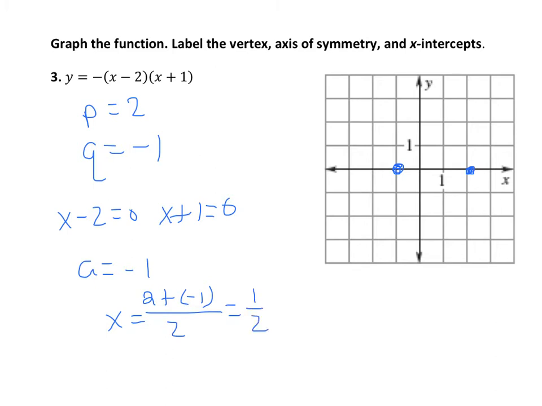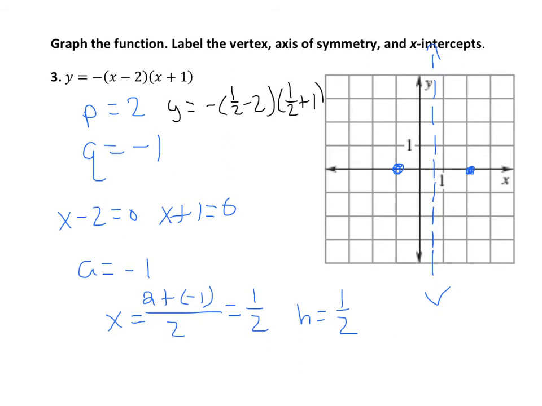So that means the axis of symmetry is 1/2. So I can graph that. What that also means is that's h. h equals 1/2. So that's the x-coordinate of the vertex. So to get the y-coordinate of the vertex, plug that in. So you would get y equals negative (1/2 minus 2)(1/2 plus 1). So go ahead and evaluate that.